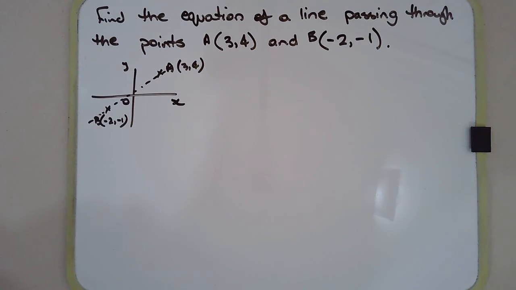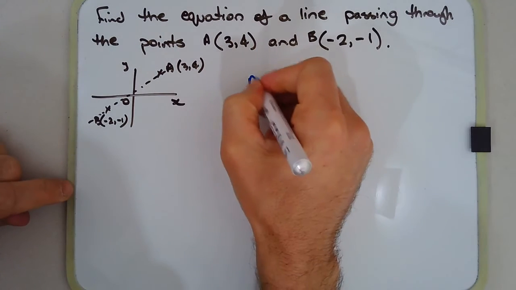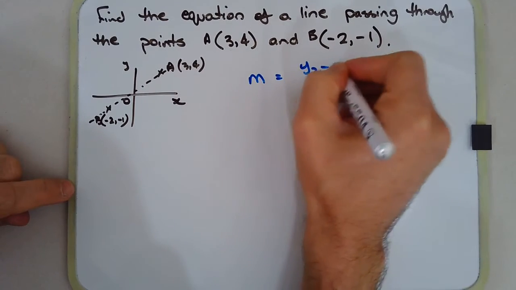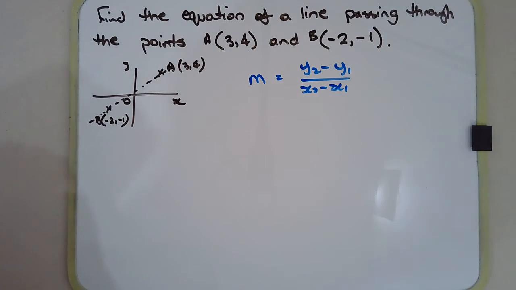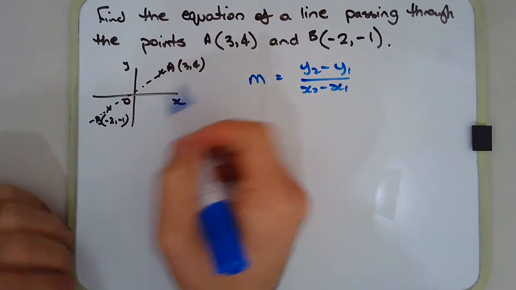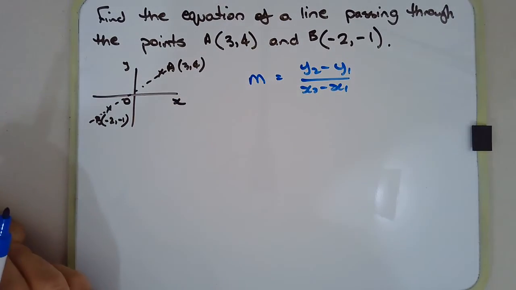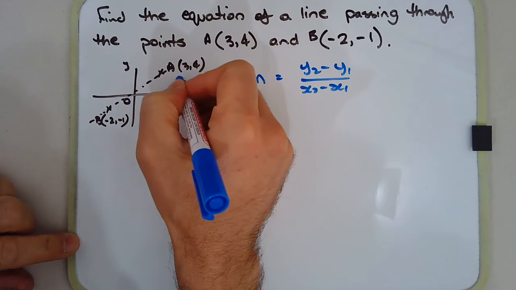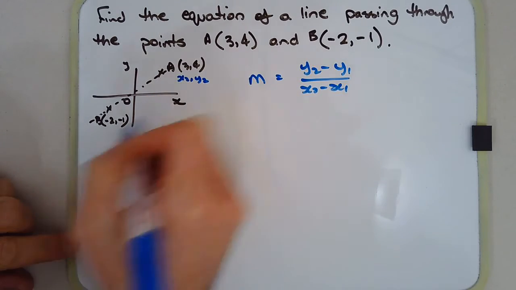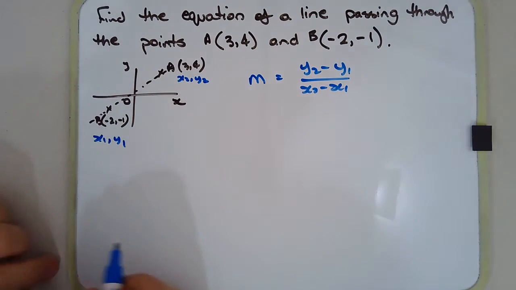First thing we need to do is find the gradient before we can use the point-gradient formula, y minus y1 equals m times (x minus x1). Let's find m, which is equal to y2 minus y1 over x2 minus x1. Having 2 points defines the location of the line and also defines its gradient. So this is our (x2, y2) and this is our (x1, y1).